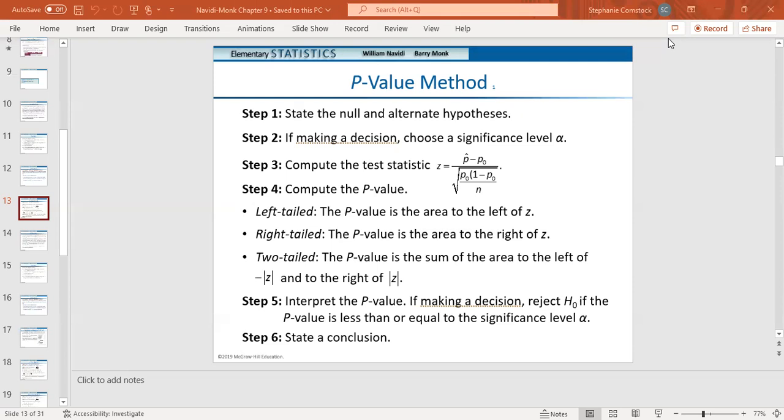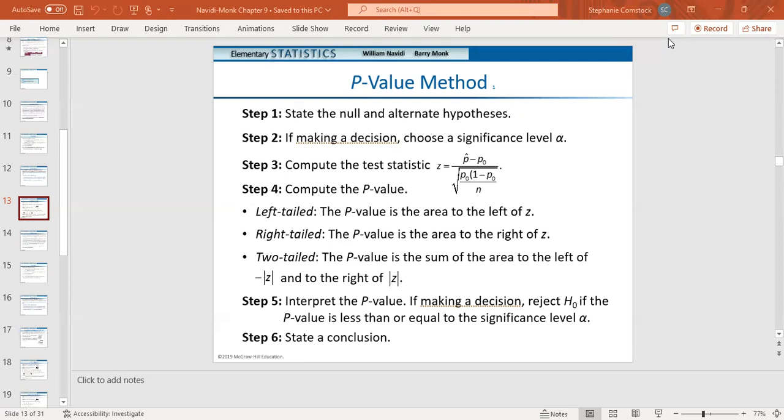The way this is going to go is we're going to start any hypothesis test, no matter what we're doing, by stating the null and the alternative hypothesis. Then this significance level called alpha is going to be given to you. They're going to state alpha equals, and some of the common ones are 0.10 and 0.05.